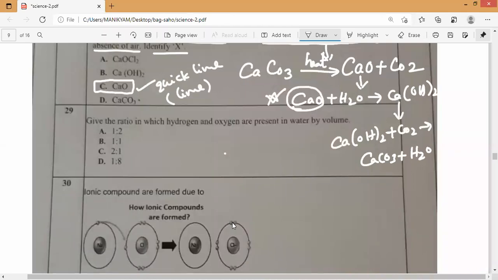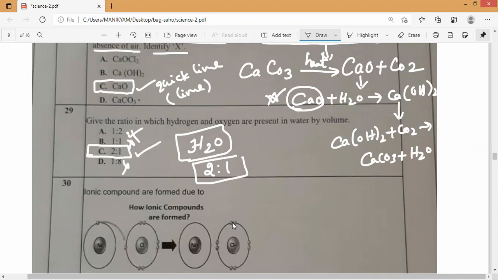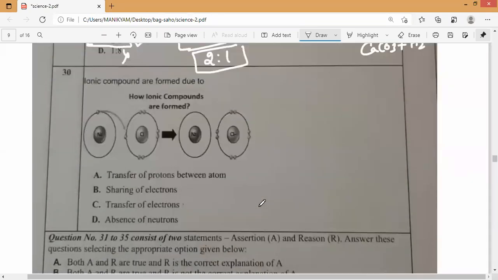Give the ratio in which hydrogen and oxygen are present in water. 2:1. So hydrogens are 2 and oxygens are 1. So the answer is 2 is to 1, not 1 is to 1 or 1 is to 8. Option C is the correct answer. Understand, everybody? Clear? Next.